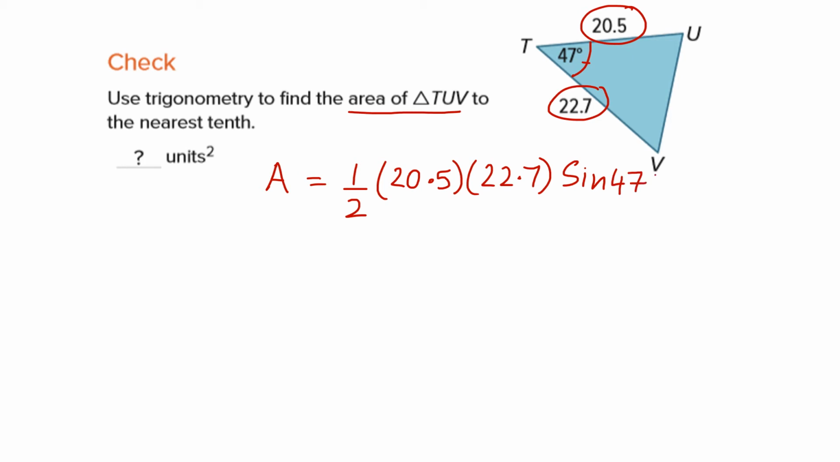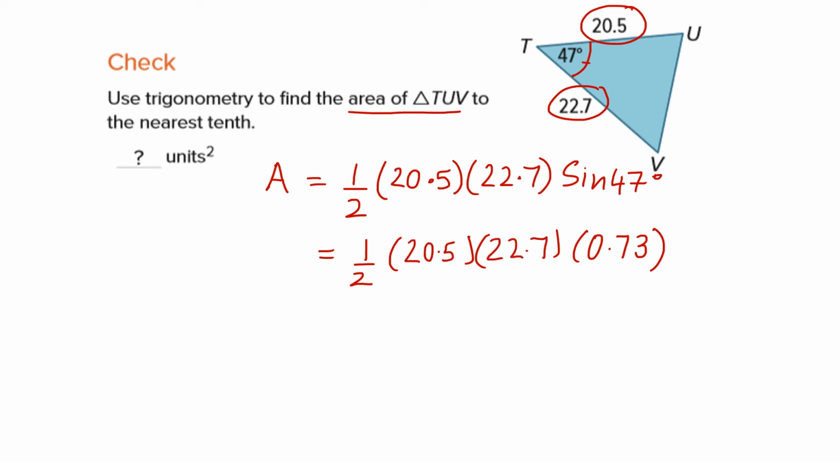So 47 degrees. Okay, now this requires a little bit of simplification. I want you to try on your calculator sine 47. So it will come out to be roughly around 0.73. We'll keep it to two decimal places, and now let's multiply the remaining two numbers. So it will come out to be 20.5 multiplied with 22.7. So the whole product after you do the multiplication of these three numbers 20.5, 22.7 and 0.73 is 340.335, and now let's divide by 2 to get the final answer.